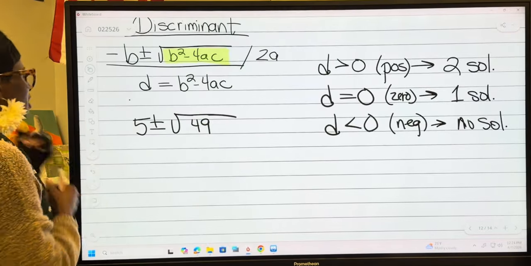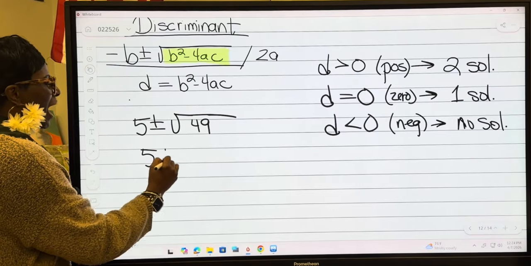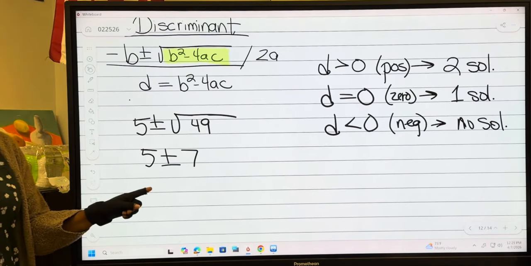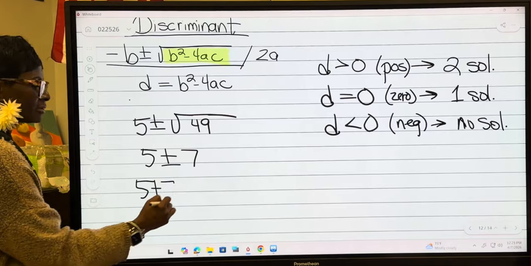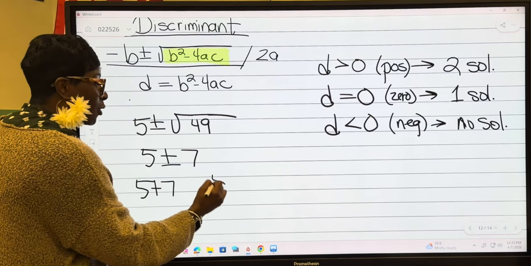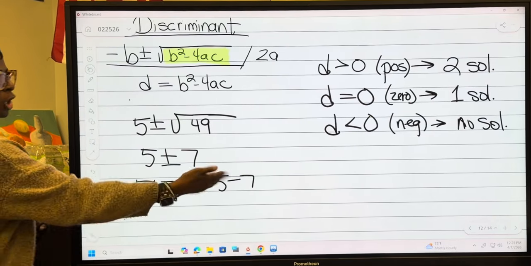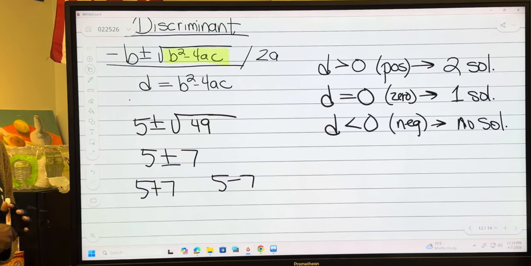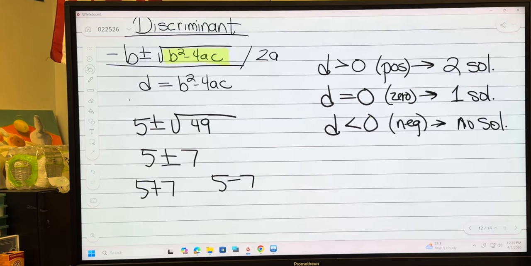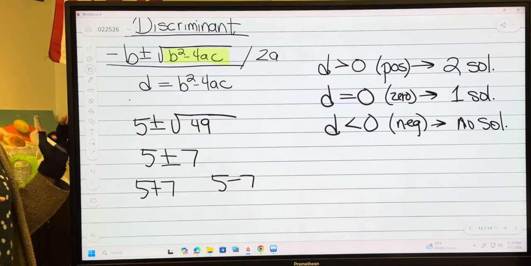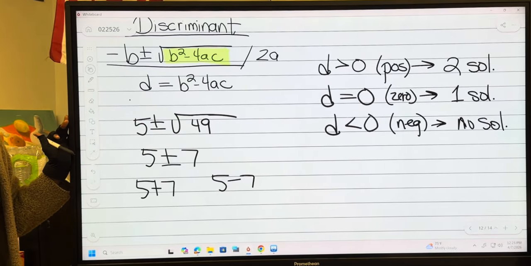Let me give you an example of what I'm talking about, China, because I see your face. 5 plus or minus 7. Y'all agree this is what this would be? Yes? I would have 5 plus 7, right? And then I would have 5 minus 7, all over 2a, but I'm going to have this part, right? So this is going to give me a 12. This is going to give me a negative 2. I end up with how many different answers? 2. So if the number in here is positive, I don't care if it's a decimal or a whole number, it doesn't matter.